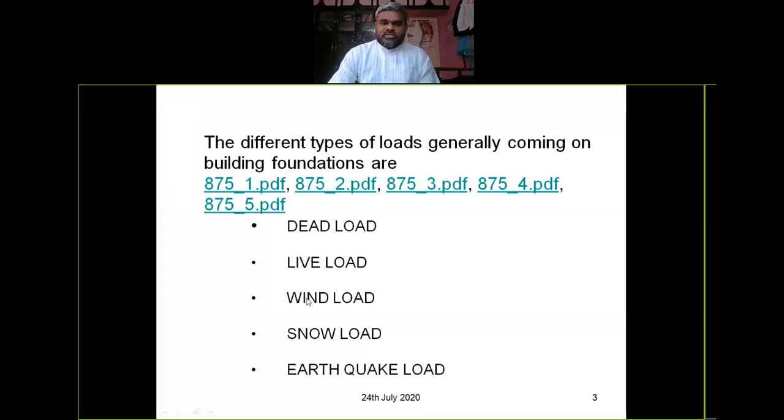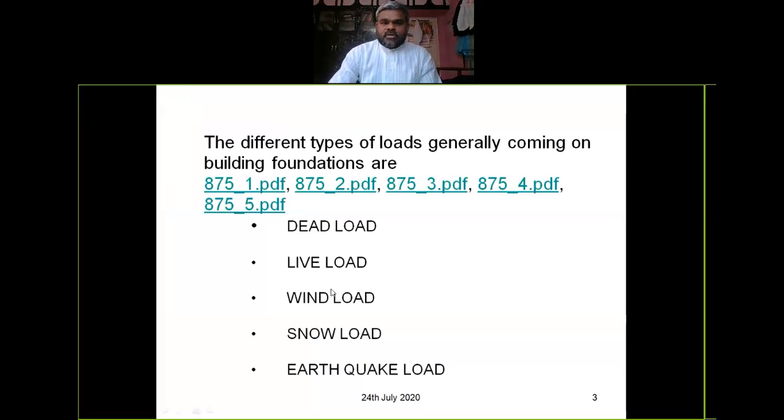Wind loads are loads due to wind, and snow loads are loads due to snow falling. Earthquake load is a very rare occurrence, but our building should be constructed to resist the seismic effect, the earthquake effect, also, right?